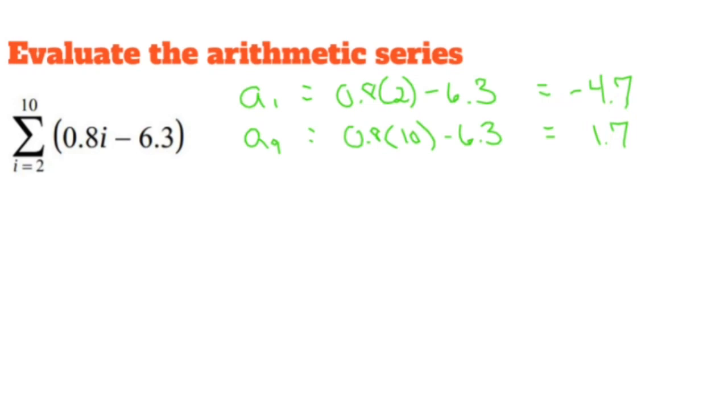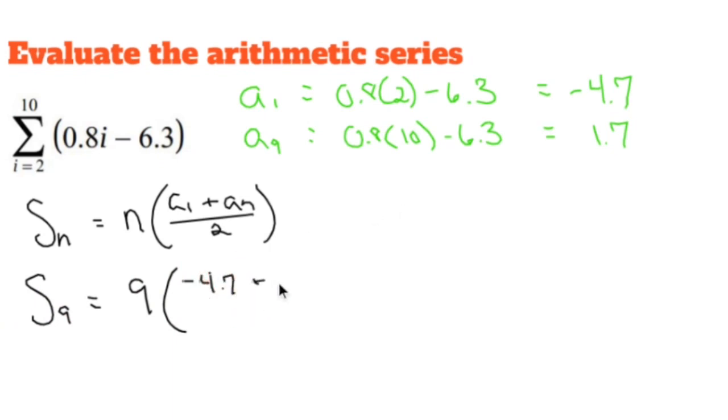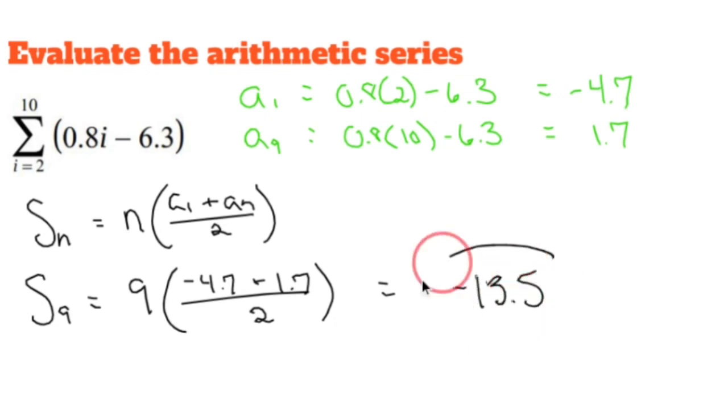Now I'm going to use the arithmetic sums formula, which says that the sum of the first n terms is going to equal the number of terms times the average of the first term and the last term. Bada bing. So the sum of these 9 terms is going to be 9 times the first term, which I found to be negative 4.7, plus the last term, which I found to be 1.7, all over 2. You run to your calculator, you type all that in, you get negative 13.5.